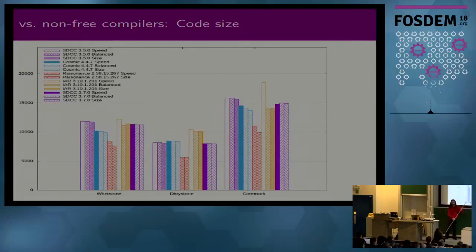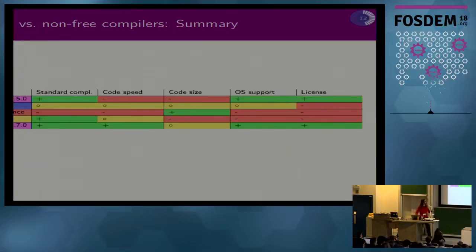Yeah? So Raisonance, they are really good at code size, and there's quite something to be done, but if you look at the big picture of how we compare to those compilers, SDCC in the current version is doing really better. Yeah? Code size is the only remaining weakness, and only Raisonance is really doing better, which is not good at standard compliance or code speed or anything else.